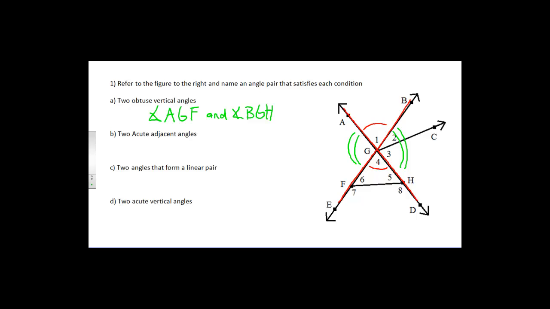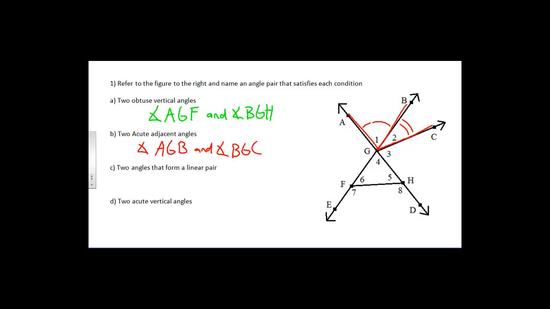Part B, name 2 acute adjacent angles. Again, we need to know what 2 words mean there. Acute meant that they are less than 90 degrees, and adjacent meaning they share a vertex and a common side. I have a few choices here. I'm going to choose angle 1 and angle 2. They are both acute, meaning they're both less than 90 degrees, and they are adjacent to each other. They have a common vertex G and a common side BG, with no common interior points.